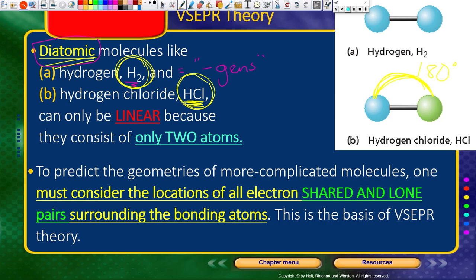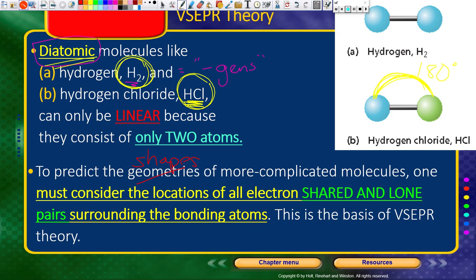So let's read the next bullet down. So to predict the geometries, and again, I've said this over and over, but I want to make your fears go away. When you see that word, what am I asking for? Shape. When we're going to predict the shapes of more complicated molecules, one must consider the locations of these 2 things. Highlight those next green words. The shared and lone pairs surrounding the atoms.